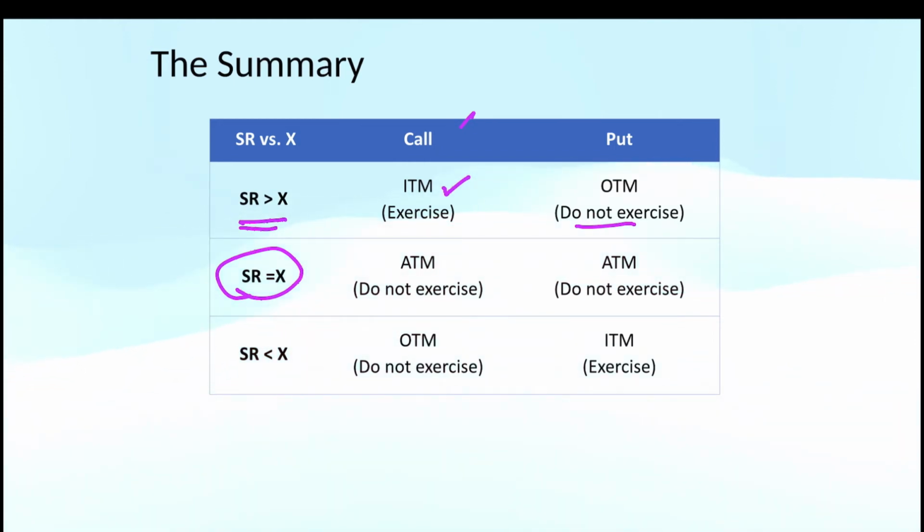And the last one, if the spot rate is less than, cheaper than the exercise price, for the call option it is OTM, out of the money, so do not exercise. And for the put option, it is ITM if the spot rate is cheaper than the exercise price, so you have to exercise the option. Okay, so you have to remember when to exercise or not.